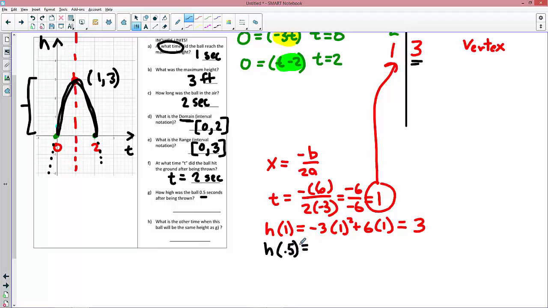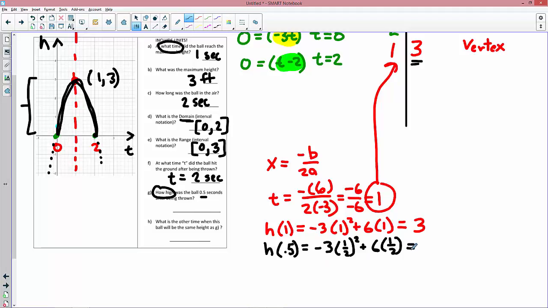Okay. What am I going to do? How high means I'm looking for h. That's why h is unknown here. And this is going to be negative 3 times 0.5, but I'm going to use fractions. Fractions are much, much better. Squared plus 6 times 1/2.